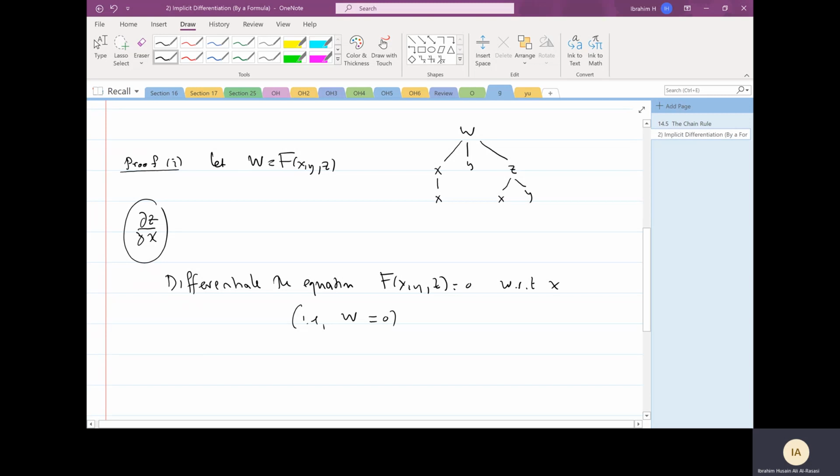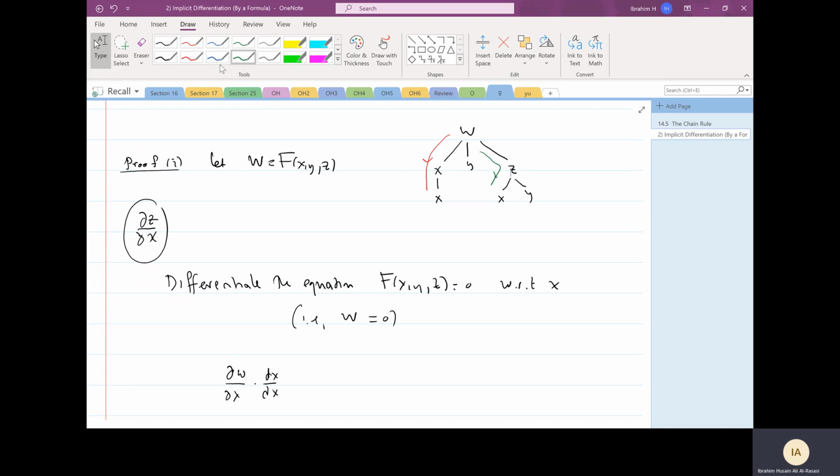I get partial w, partial x times dx. So this is along the first route, along the first path. I can go from w to x through this one. So partial w partial x times dx, plus the second path, which is from w to z to x.